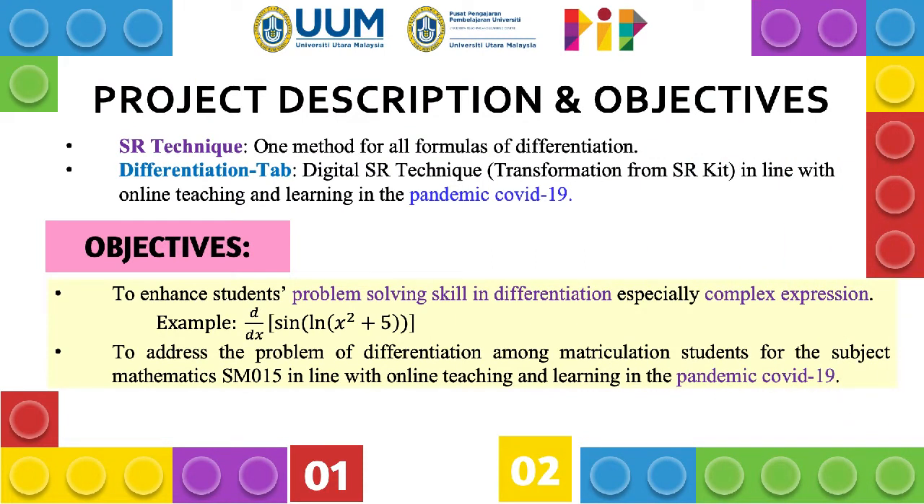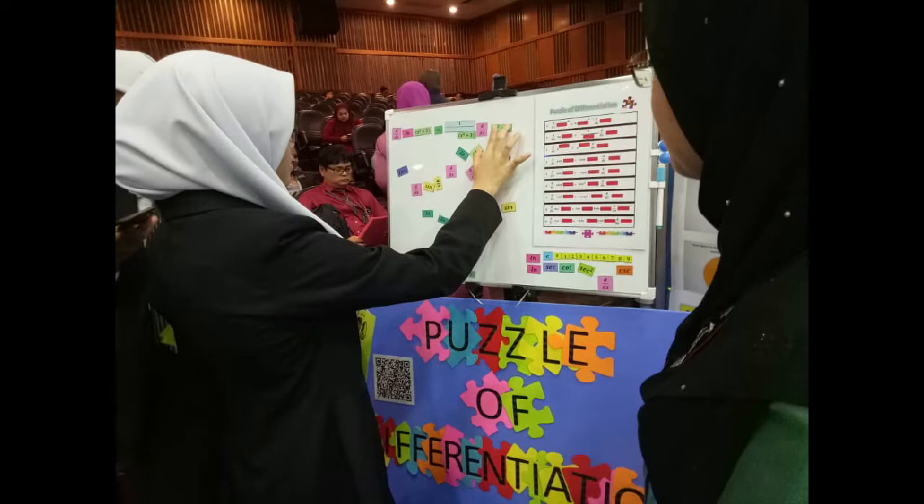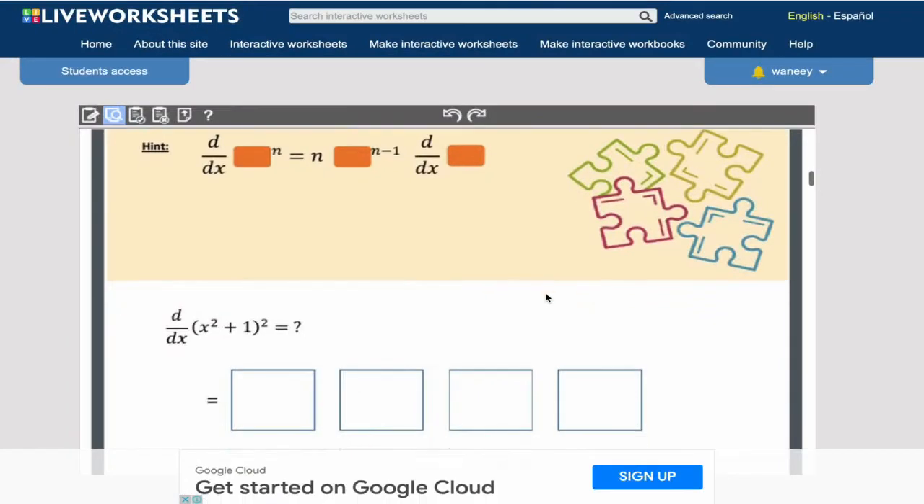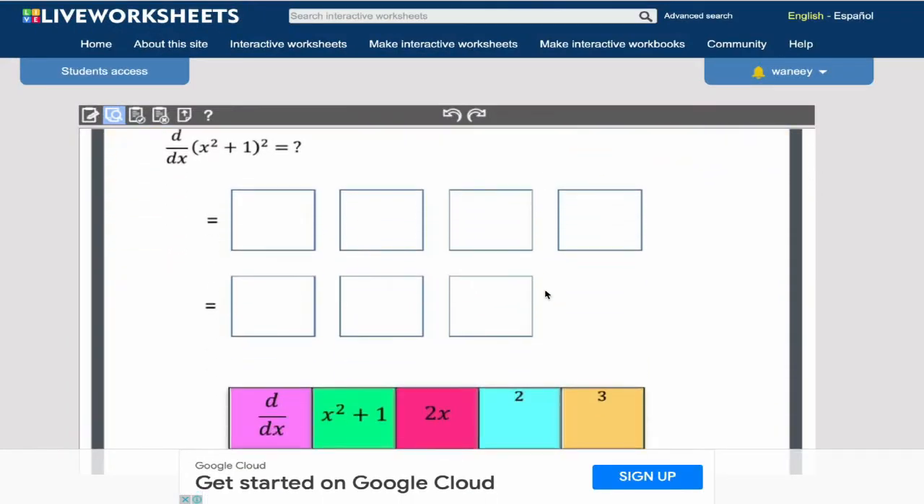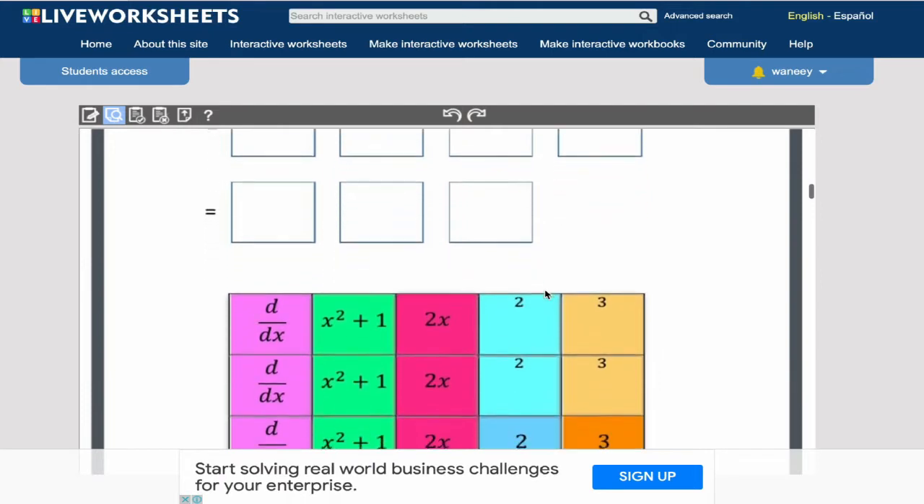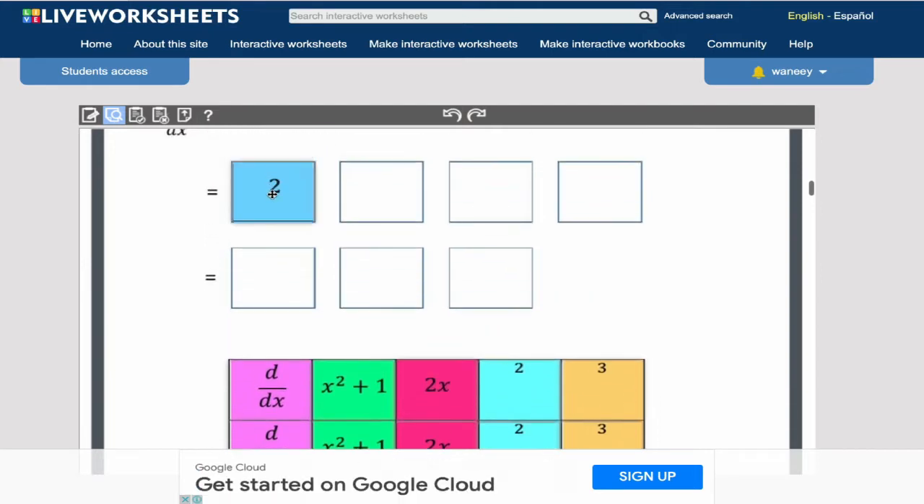Differentiation Lab is a digital SR technique. In 2019, we started with the first generation of SR kit using whiteboard and magnet. However, in the midst of the COVID-19 pandemic, we transformed the SR kit into Differentiation Lab, thus making it more accessible to the students during the online teaching and learning session.